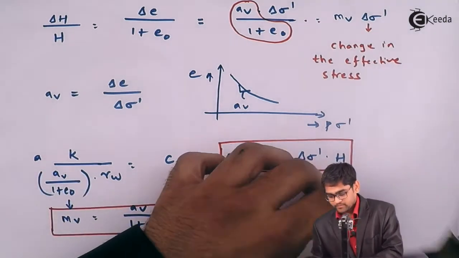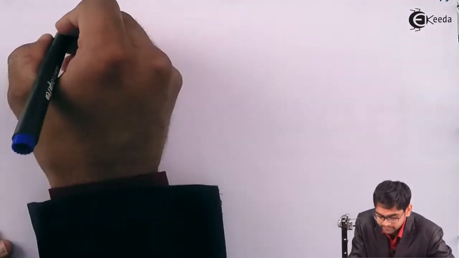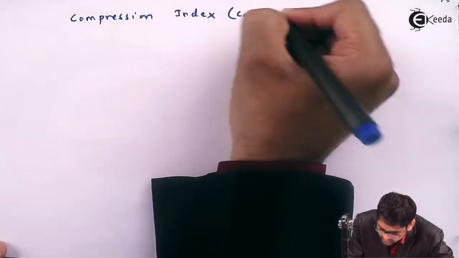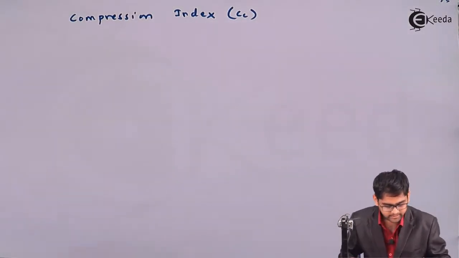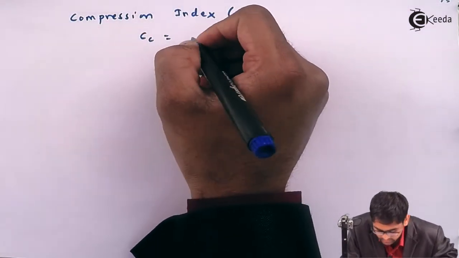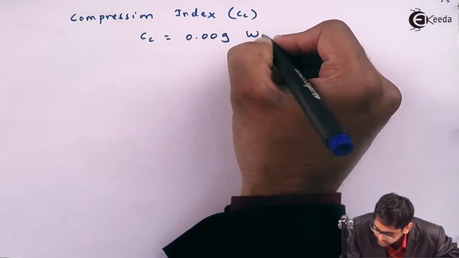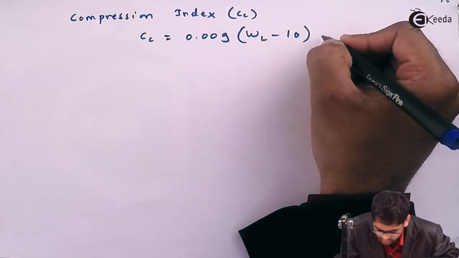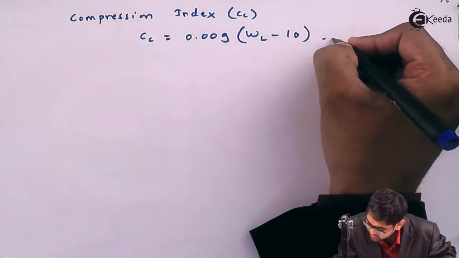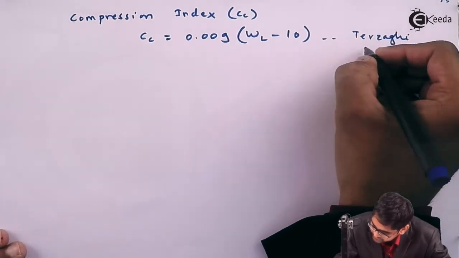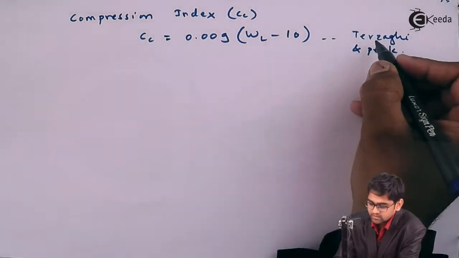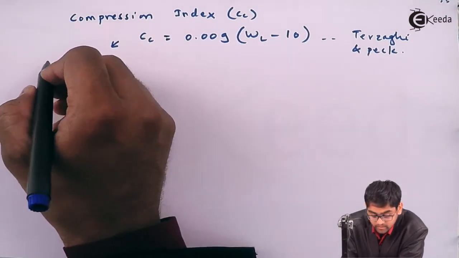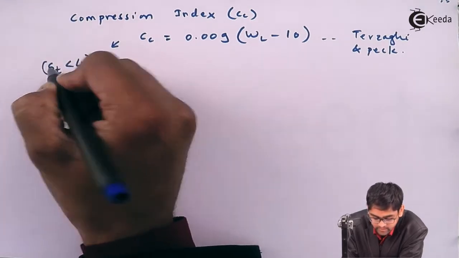And one more expression we'll see in this aspect is related to the compression index of the soil, CC. In many cases, the compression index of the soil is empirically related to the liquid limit, which is as follows: CC equals 0.009 into (liquid limit minus 10%). This expression is given by Terzaghi and Peck. Peck is the student of Terzaghi, who is obviously the father of soil mechanics, and it is used for clays which have a sensitivity value less than 4. ST is the sensitivity value.